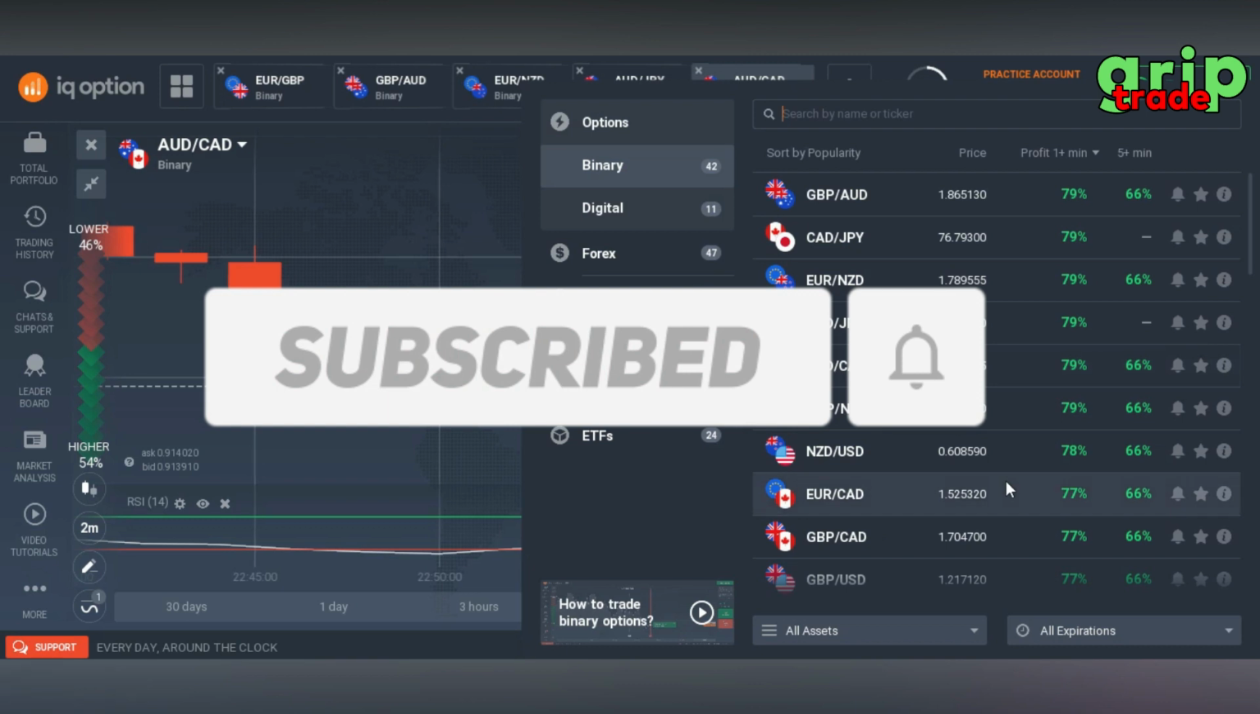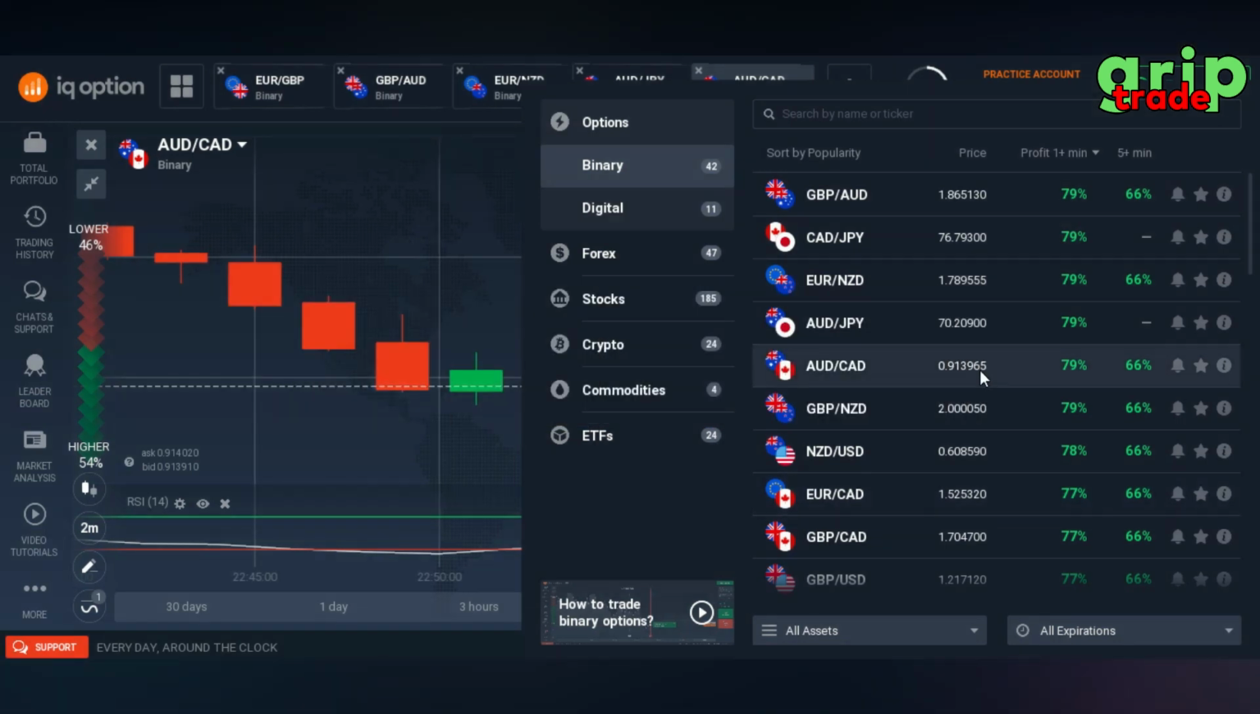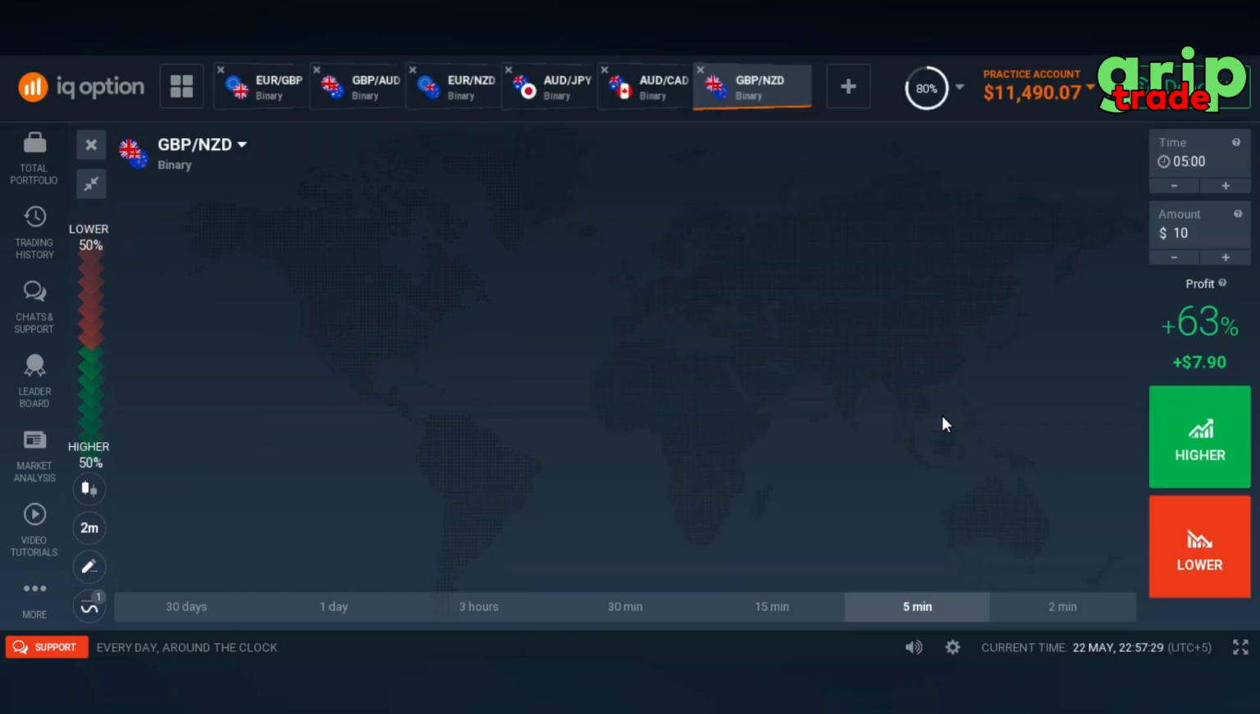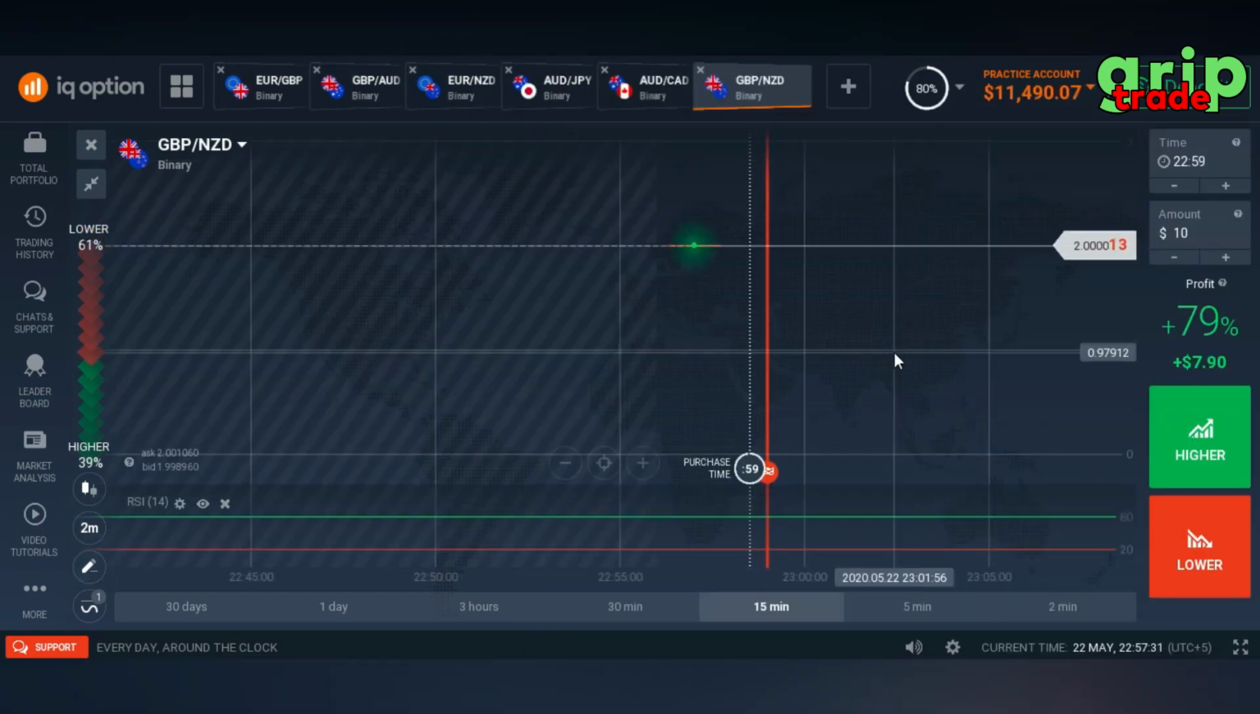This strategy can work in OTC markets and on working days, the weekdays. So you are all welcome to use it anyway.